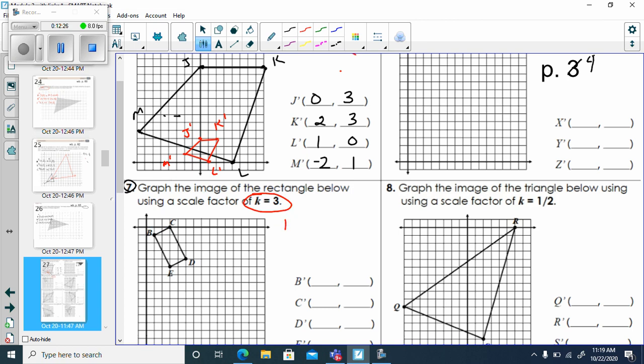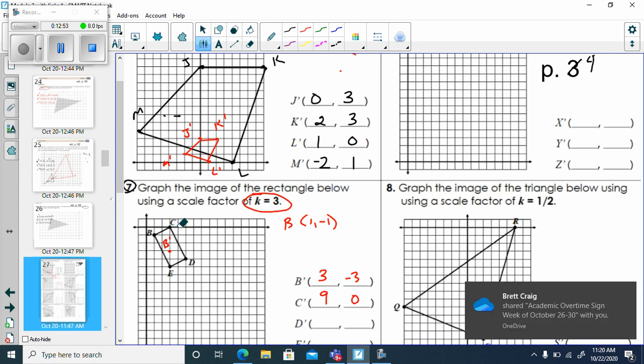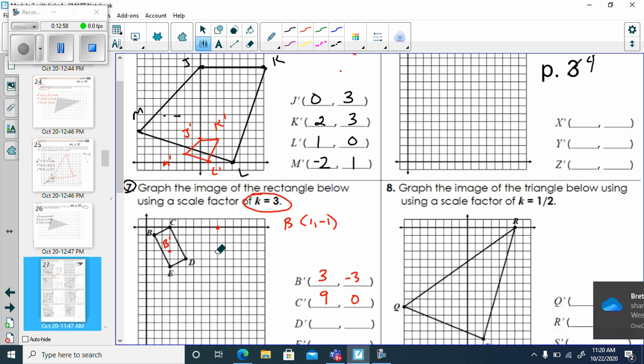B is at 1, negative 1. So if I multiply that by 3, that's 3, negative 3. 1, 2, 3, negative 1, 2, 3. There's your B prime. C is at 3, 0. Multiply that. 3 times 3 is 9. 0 times 3 is 0. 9, 0. There's your C prime.